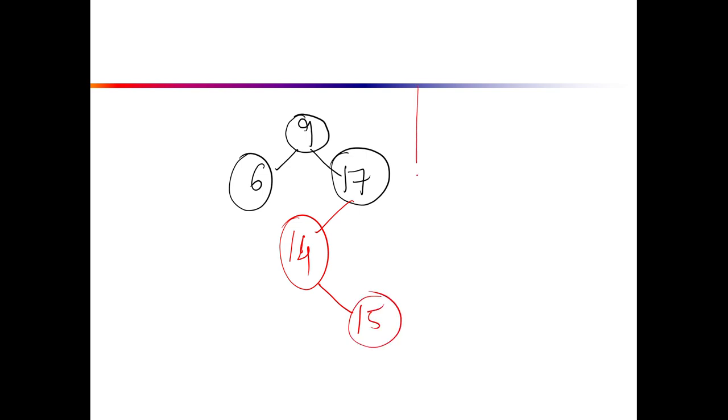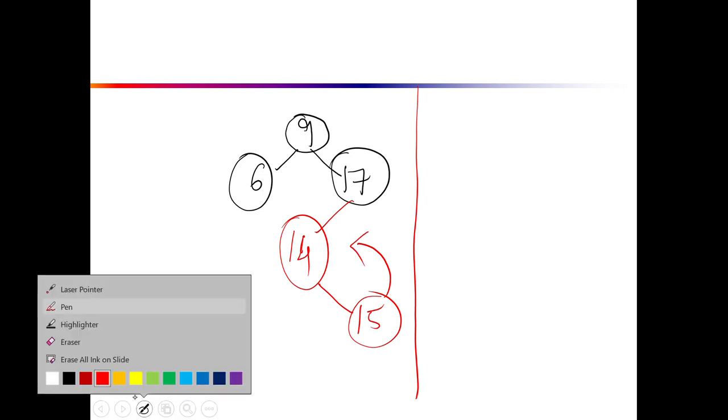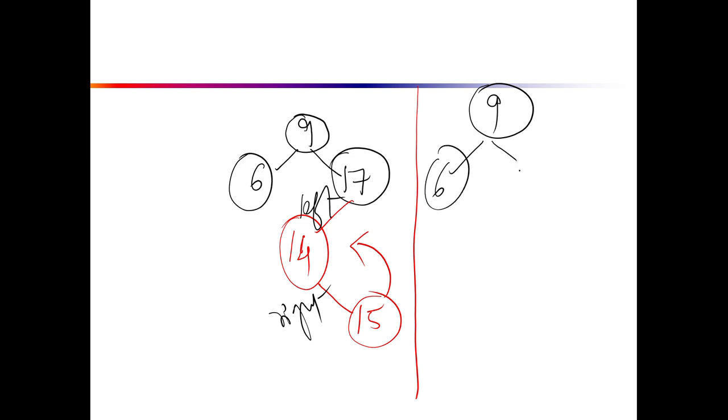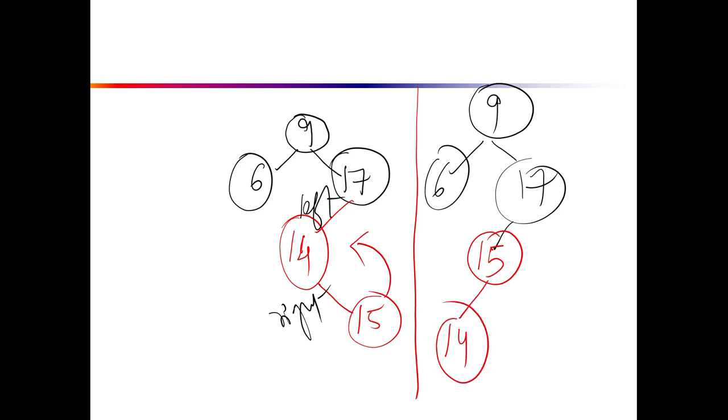So this is the scenario which we had, and once we rotate this at the left position, the scenario which we will get is, so we had this left and right. The scenario which we will get is that we'll have 9, 6 and 17, and then we will have 15, and then we will have 14. When we shift 15 towards the left position, node 14 will move down in the same left position.